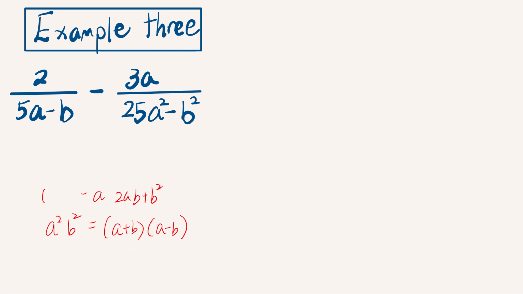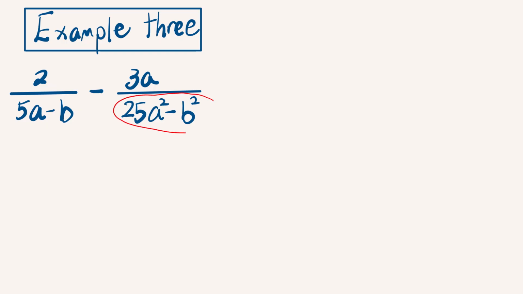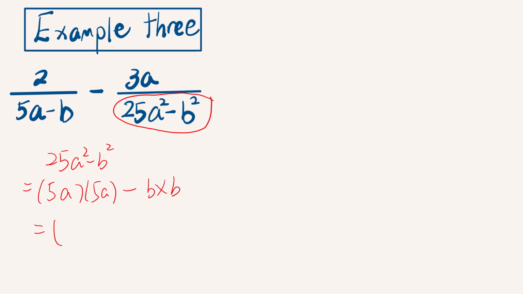Okay. So which one do we need to apply? Your a squared minus b squared. Yes, this one here. Because your 25a squared minus b squared is equivalent to 5a multiplied with another 5a. Then b squared is equivalent to b times b, right? So if you were to split it into 2 linear factors, it's 5a minus b and then 5a plus b. Okay, so this is what we're going to do.